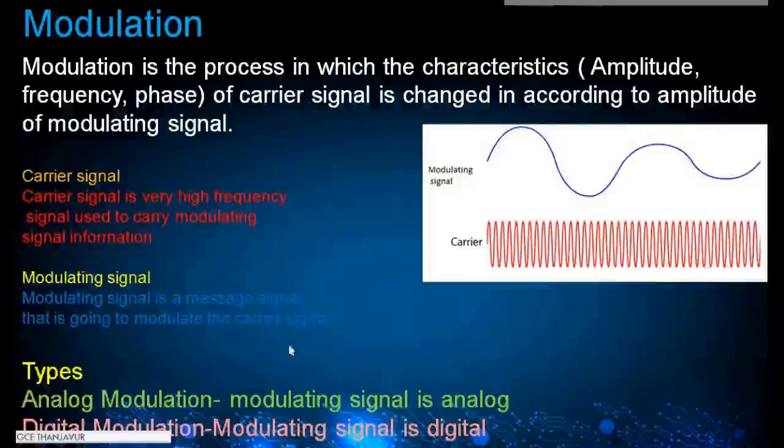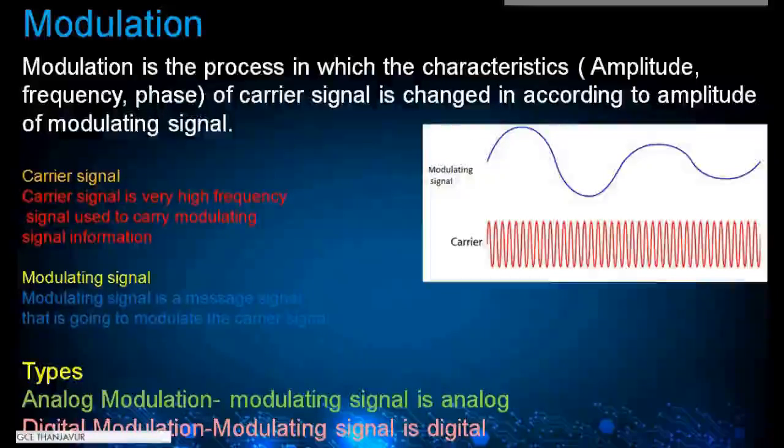And let's come to the subject. The first topic is modulation. Modulation is a process in which the characteristics of the carrier signal are changed according to the amplitude of the modulating signal.